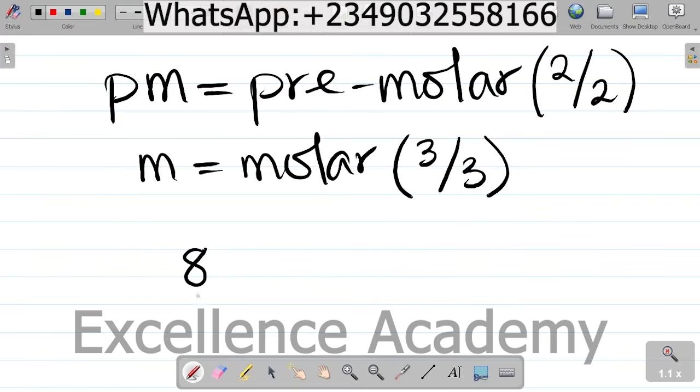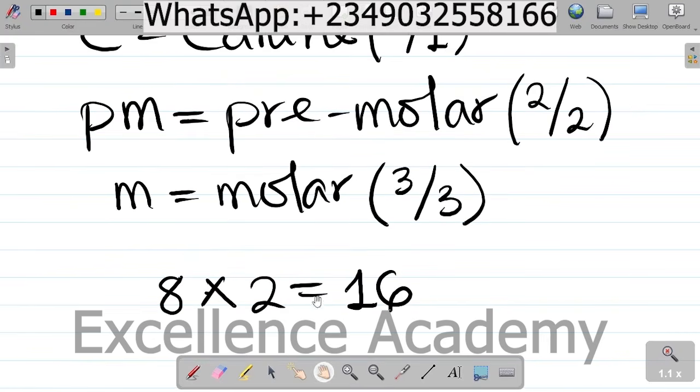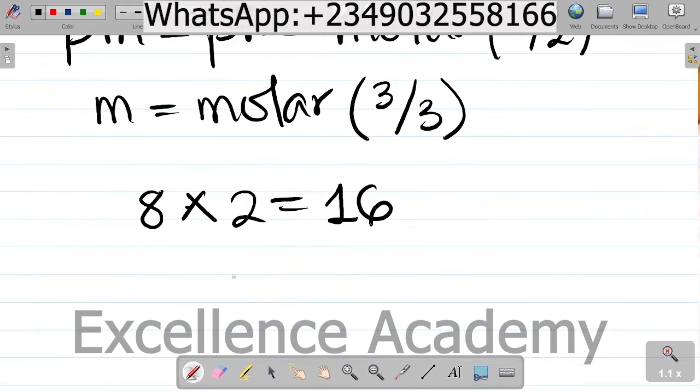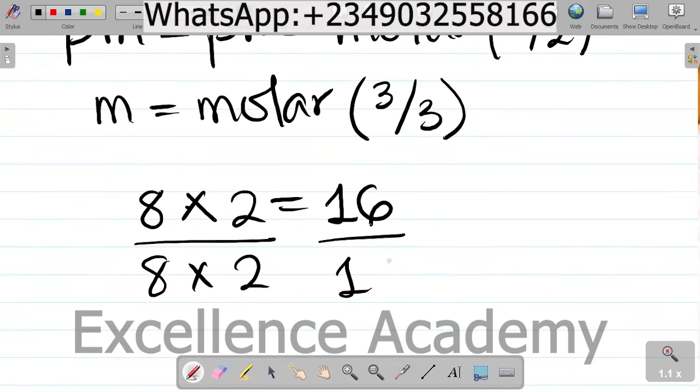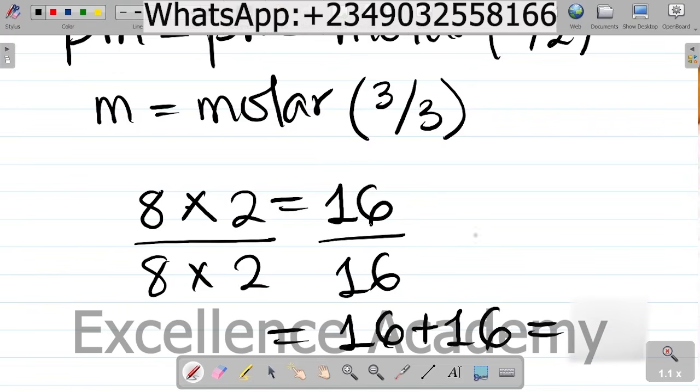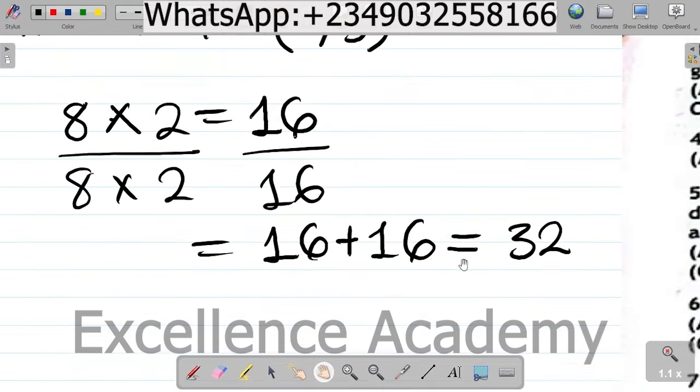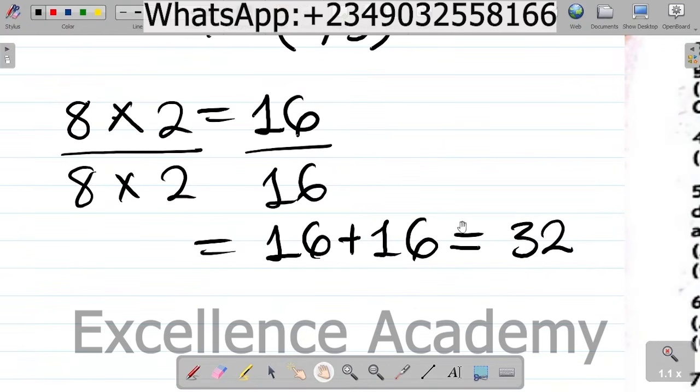Multiplying it by 2 gives a total number of 16, which is the total number for the upper jaw or the lower jaw. Giving the total number of teeth in a human, we multiply 16 by 2, which gives you the total number 32, which shows the total number of teeth in man.